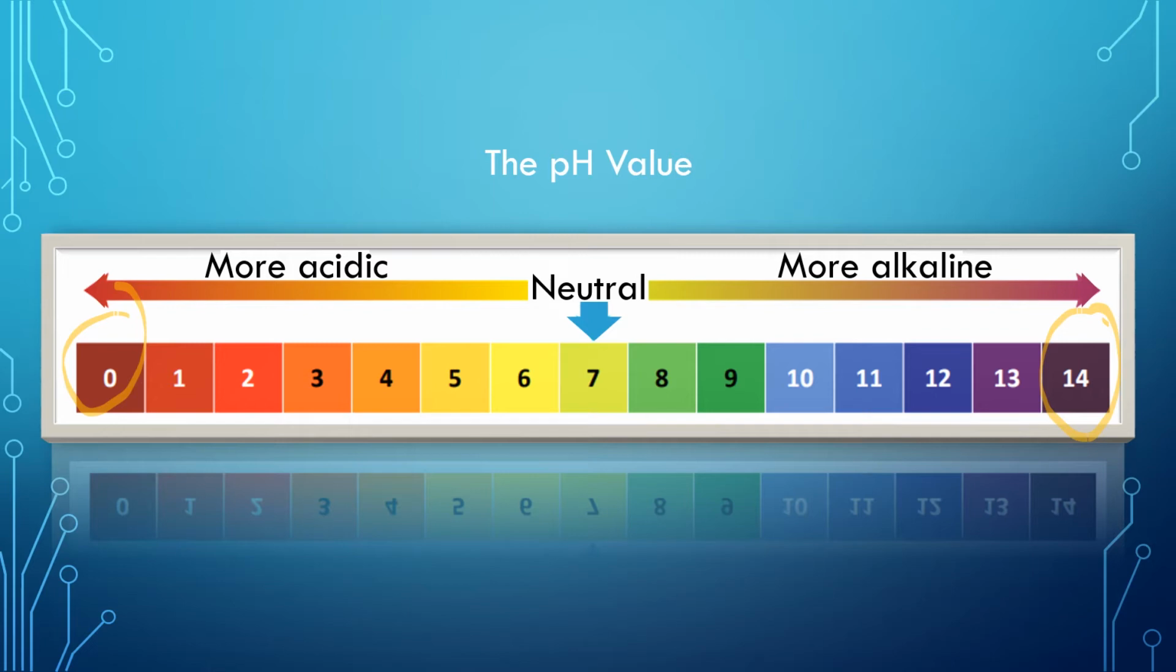So solution with pH value less than 7 is acidic, while solutions with pH value more than 7 is alkaline. And pH value 7 is neutral. Okay. Universal indicator, pH meter or pH paper is commonly used to determine the pH value.